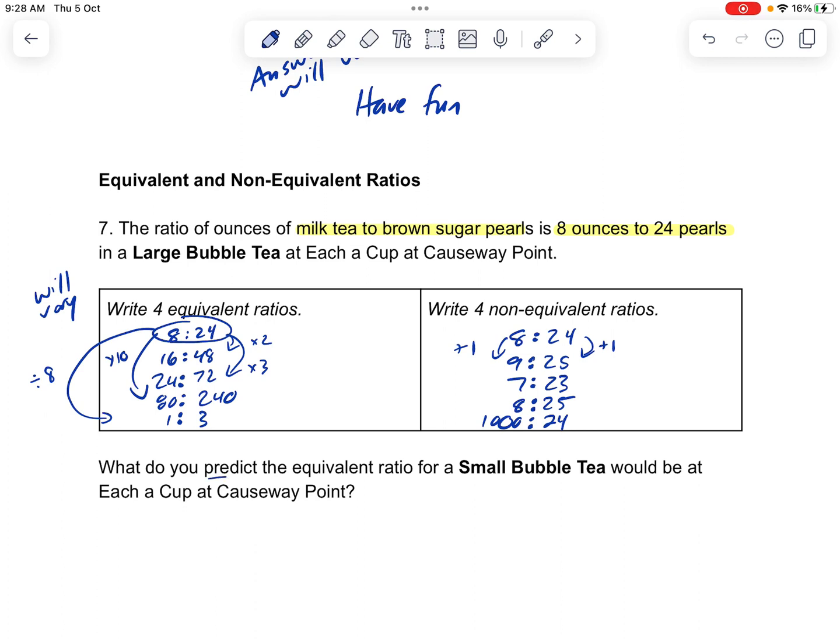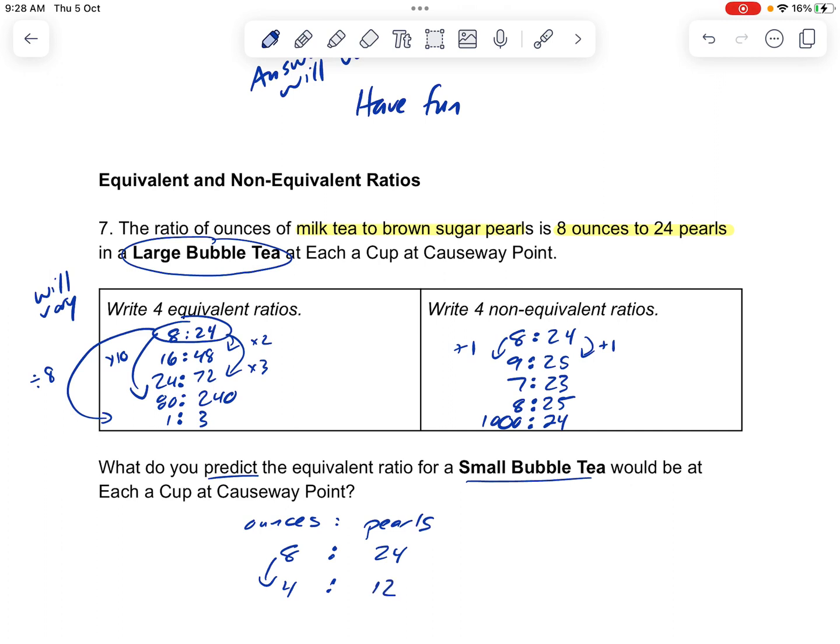So the last part: what do you predict the equivalent ratio for small bubble teas would be? This is for a large bubble tea, where you're comparing the ounces to the pearls, and that was 8 to 24. Now, we don't know how big a small bubble tea is. Let's say it's half. If I was to use a cup that's half as big, they're probably not going to put the same amount of pearls in there. My prediction would be that it would be like 12.